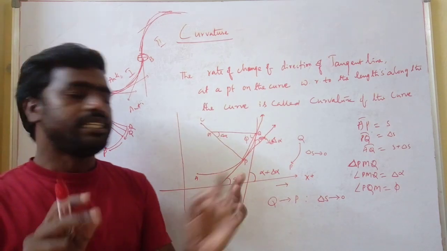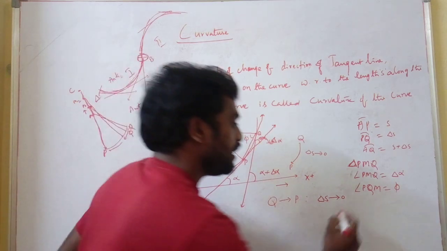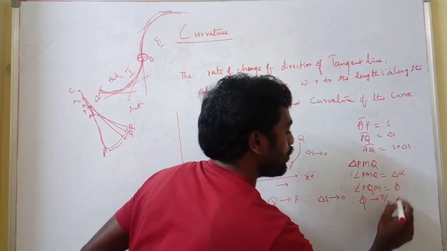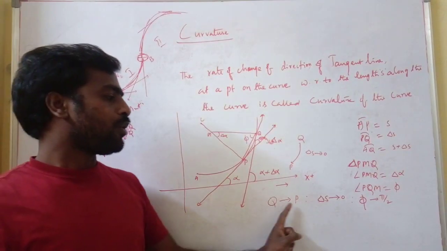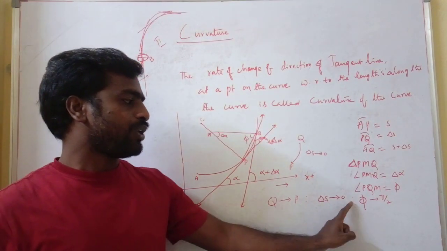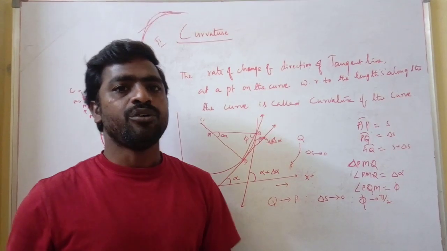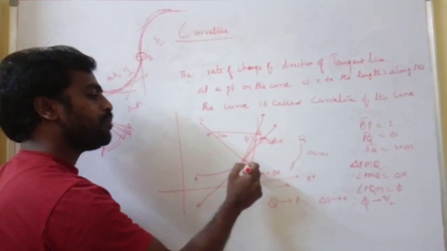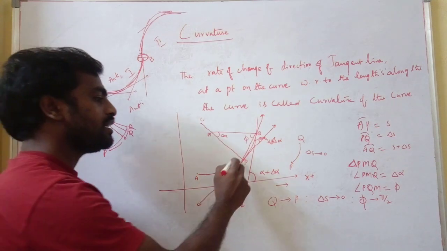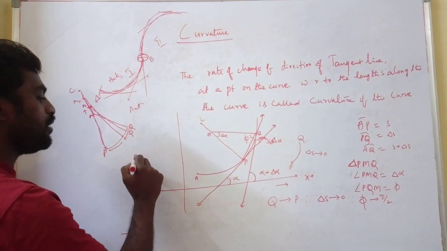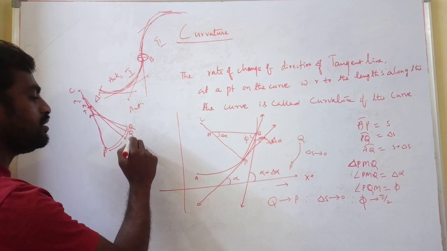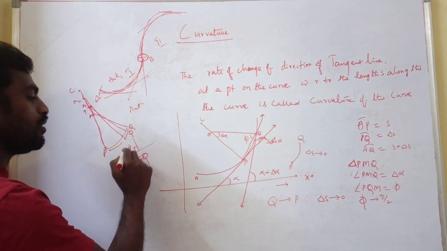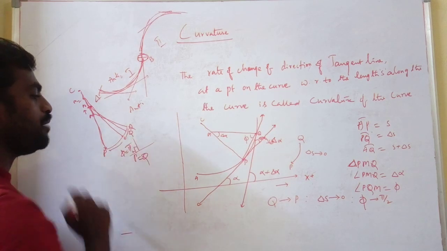Now it doesn't change. Again phi approaches pi by 2. When Q approaches P, delta S approaches 0 and phi approaches pi by 2, which is the perpendicular normal at point P. P and Q are both the same, so this is the normal angle pi by 2. Phi is exactly equal to pi by 2.